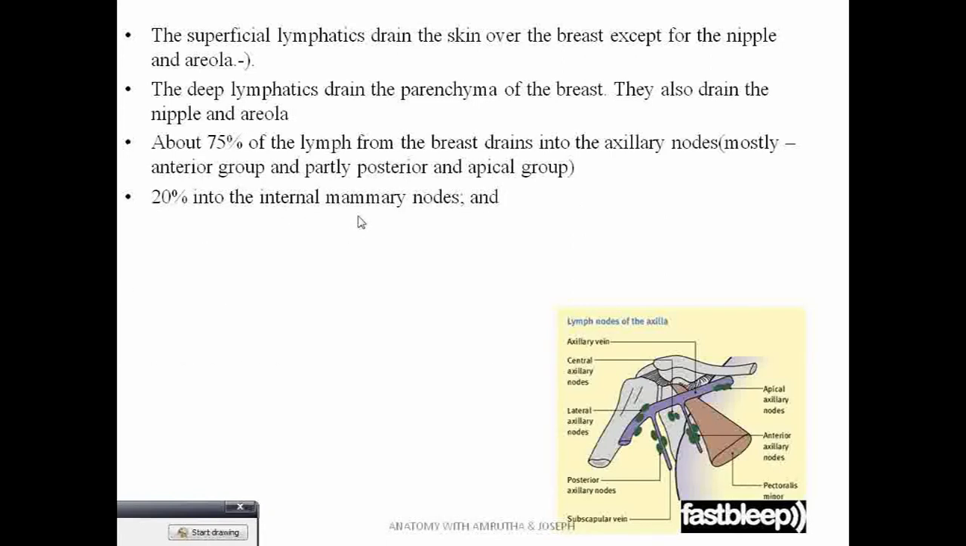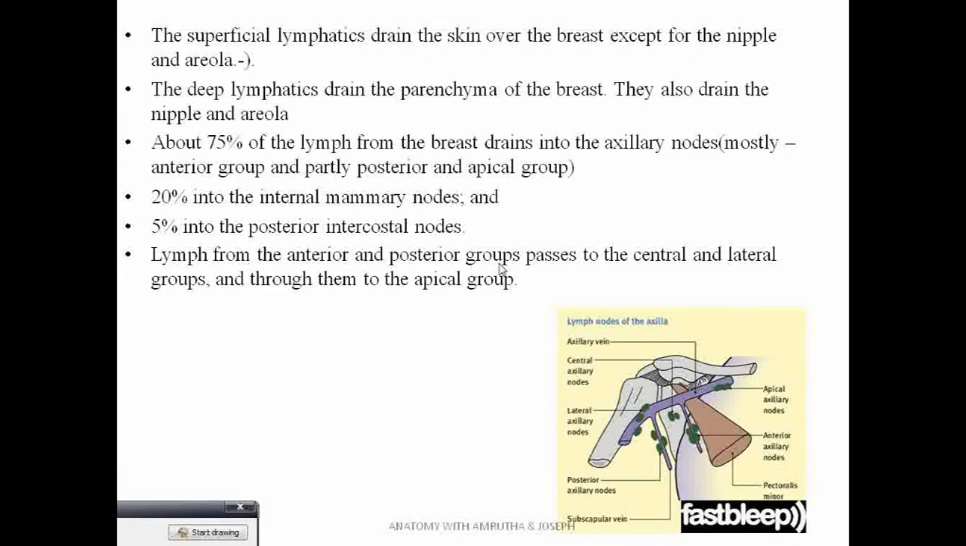20% goes to internal mammary nodes, which are lying around the internal thoracic vessels, and 5% goes to posterior intercostal nodes. So the lymph drainage to the posterior intercostal nodes is minimal, whereas to the axillary group is maximum.